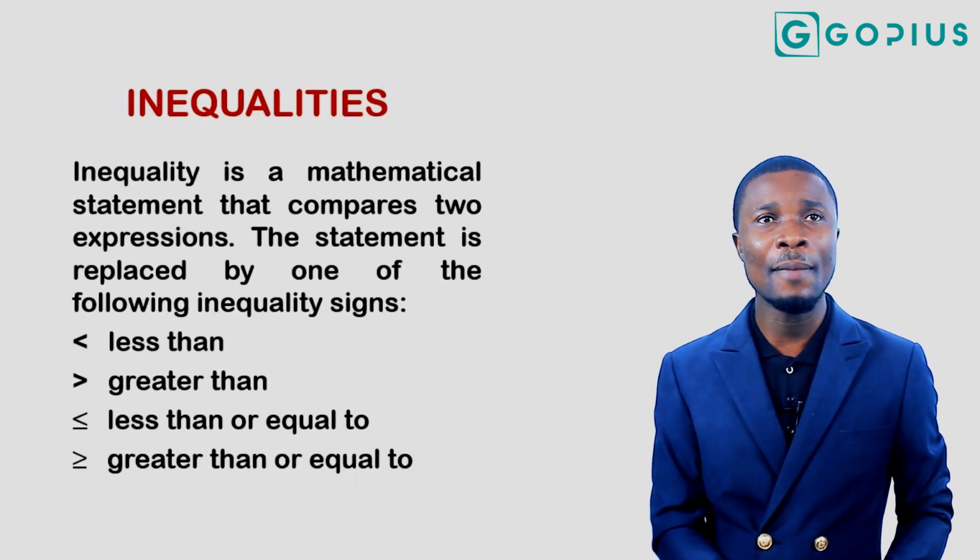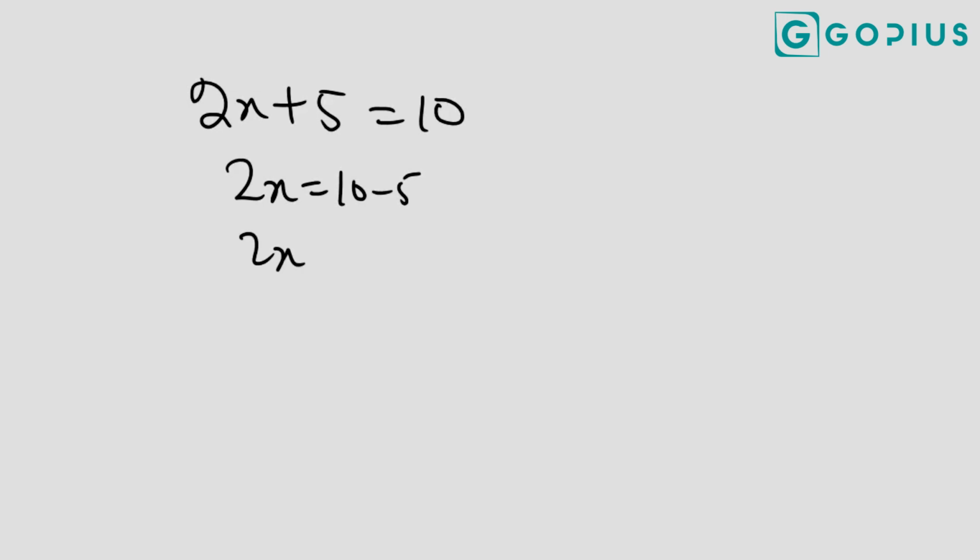On your screen you can see my equation represented as 2x plus 5 equals 10. Here we try to make x the subject by taking 5 to the other side. So we have 2x equals 10 minus 5, because plus 5 crosses the equality sign and becomes minus 5. So 2x equals 5. For us to make x the subject, we divide both sides of the equation by 2, so x equals 5 over 2. This is how we solve a simple linear equation.